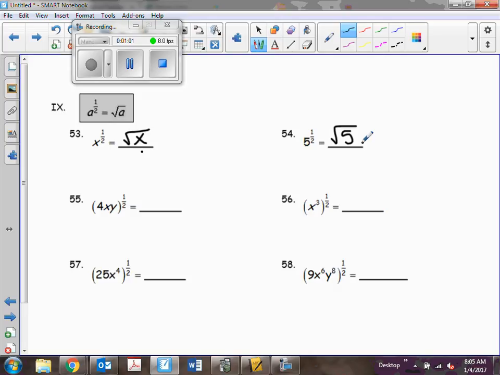But now let's take a look at number 55. I have 4xy all raised to the 1/2. So I can write this as the big square root of 4xy because all of it has that exponent of 1/2. But I can actually break this down a little bit more. And I'm going to look at each one separately and see if I can. And the one thing that I can break down is 4, because 4 is a perfect square. The square root of 4 is 2.